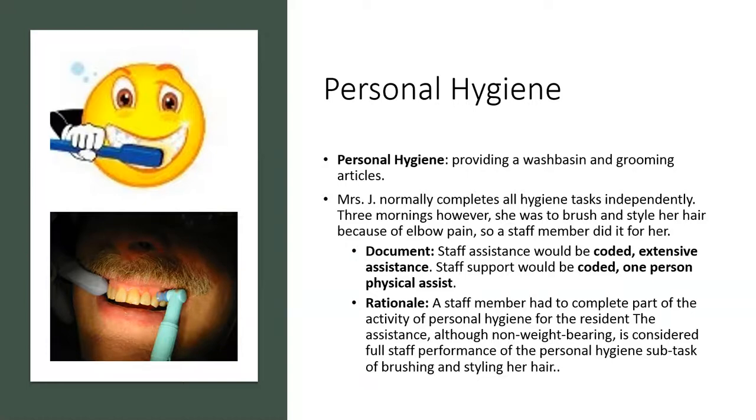It would be staff assistance, extensive assistance. Staff support would be 1-person physical assist. Why? A staff member had to complete part of the activity of personal hygiene for the resident. The assistance, although non-weight bearing, is considered full staff performance of personal hygiene. Subtask of brushing and styling her hair would be extensive assistance, 1-person physical assist. And personal hygiene can be of different types: hair combing, grooming, teeth brushing, etc.